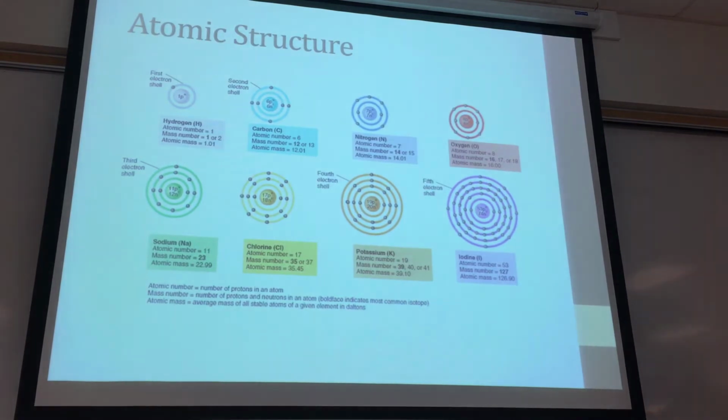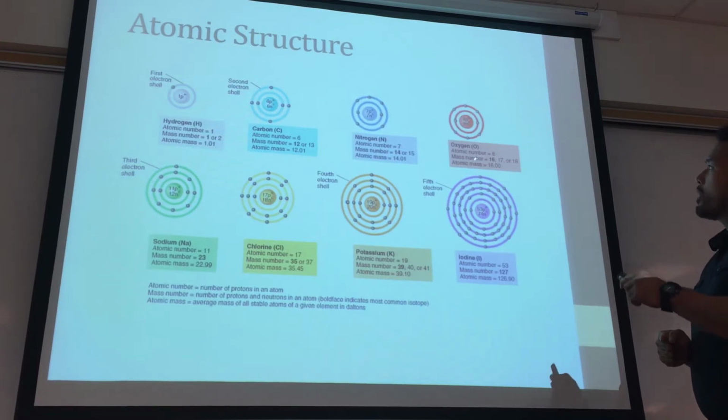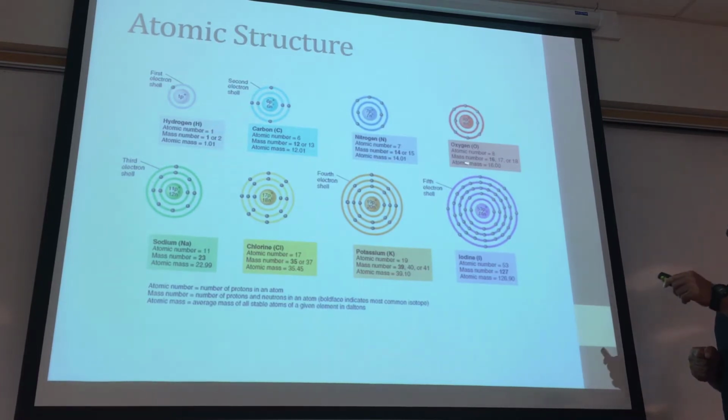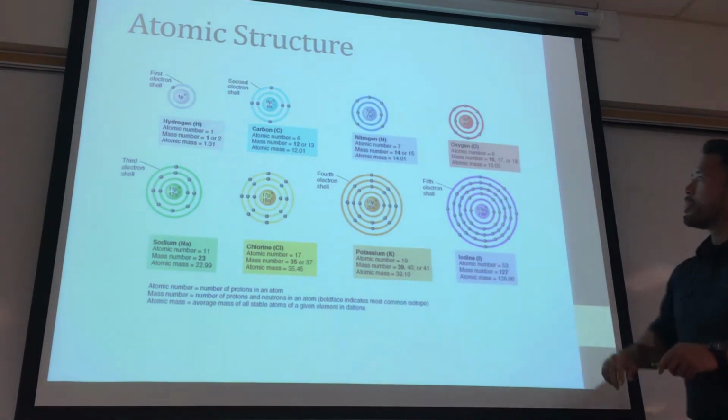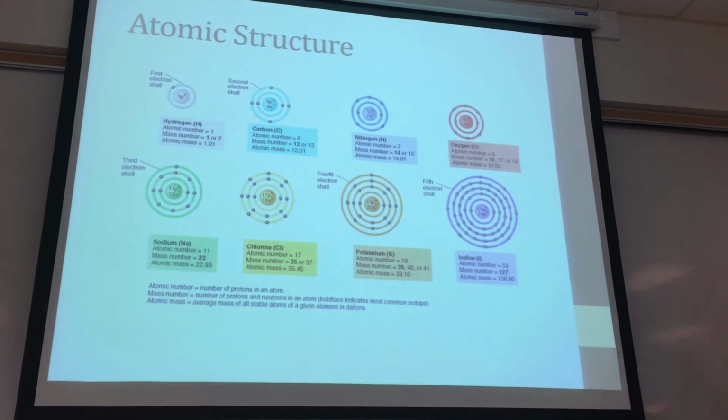So if we look at the atomic structure, we're going to look at CHON, and this is hydrogen, carbon, nitrogen, and oxygen. These are the 4 main ones we're going to talk about. We'll talk about sodium and chlorine, maybe not so much potassium and iodine, but at least the idea I want to get across is, again, you'll see the protons in the center, neutrons in the center, and you'll see the electron floating around.